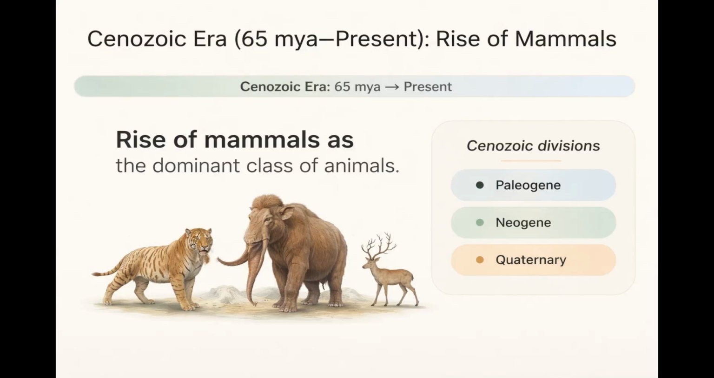Moving to the Cenozoic era, from about 65 million years ago to the present, the defining theme given is the rise of mammals as the dominant class of animals. The Cenozoic is divided into three major parts: the Paleogene, the Neogene, and the Quaternary. From here, we'll walk through what the material highlights in each of these intervals.